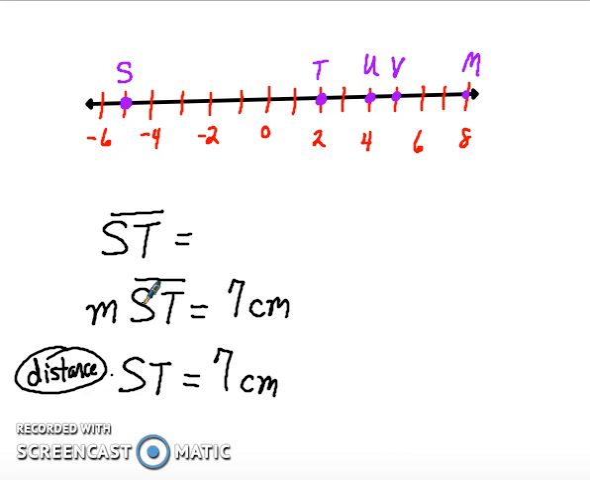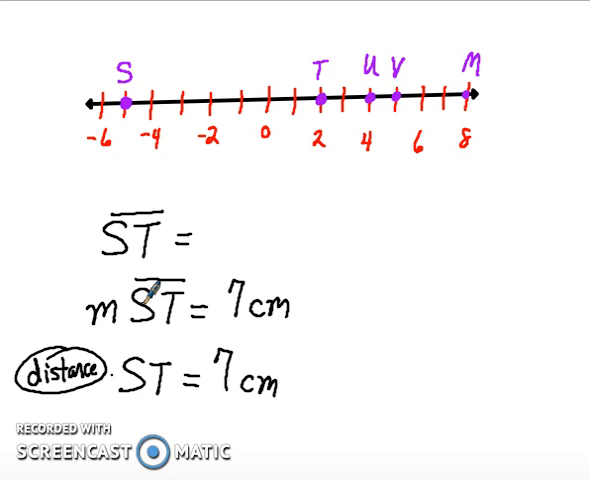Now, at the top one, notice this. It says segment ST equals. This is not asking for a number. This one didn't ask us to measure the segment. It doesn't ask us the distance between them. It says that ST is equal to, in other words, ST is equal in length to what? That's what's going on here. So this top one is saying ST is equal to what?